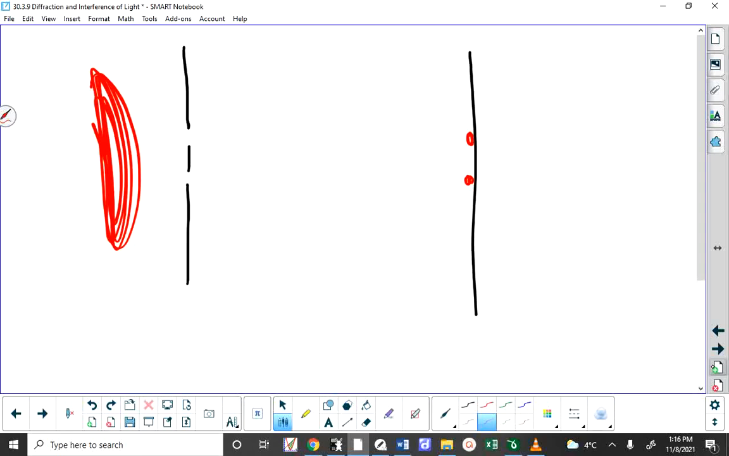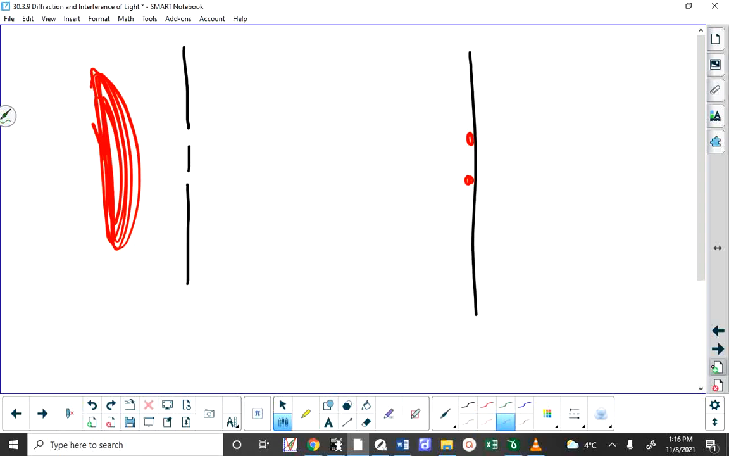Decrease the size of the opening, they get even further apart. So what I can say to you is if I were to move them further apart, the ripples would get further apart as well, so the lines would get further apart.